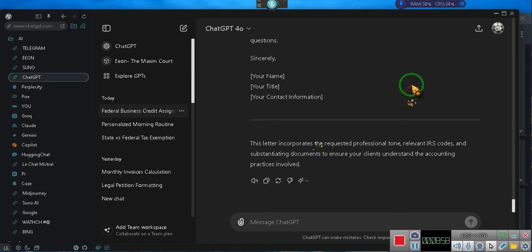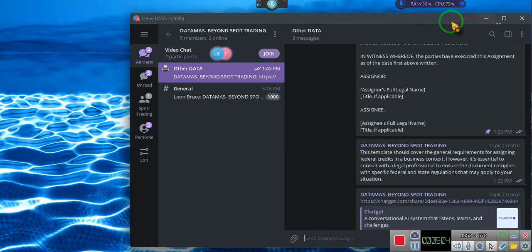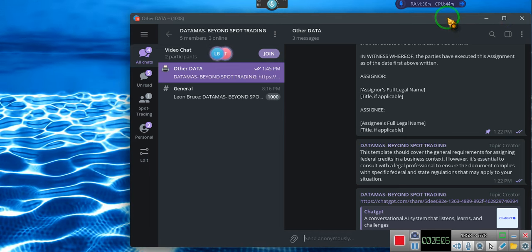Okay, so there you go. All right, y'all see? It ain't no doubling up or nothing. It's accurately documenting everything. The accrual method is a good method to use.